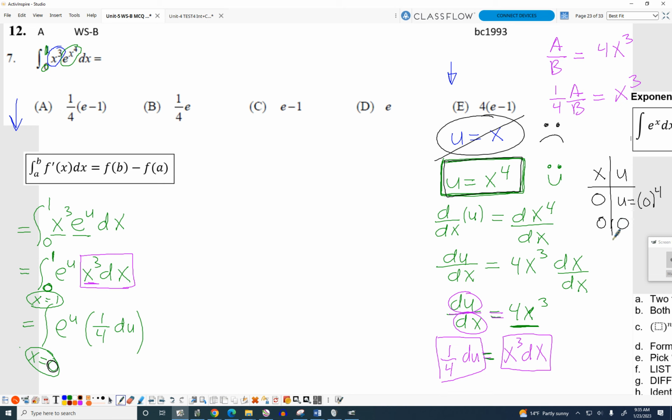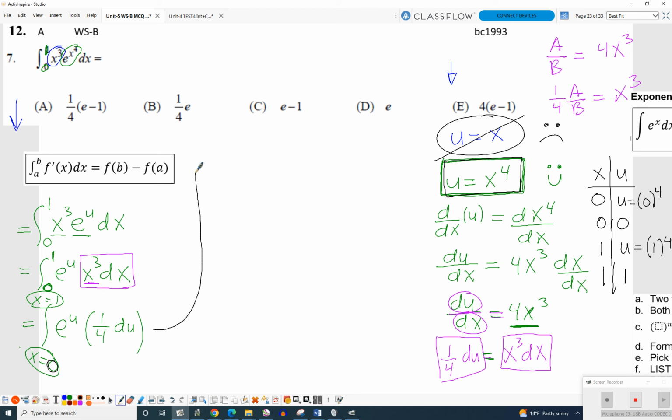When x is 1, Ethan, what would u equal? Just 1. Same reasoning again. The u value is nothing more than the x value to the 4th. So when x is 1, u is also 1. So we can make another change. We can now integrate from u equals 0 to u equals 1. But just like derivatives, 1/4 is a multiplying constant. We can pull it out, with my equal sign, 1/4 e to the u du.